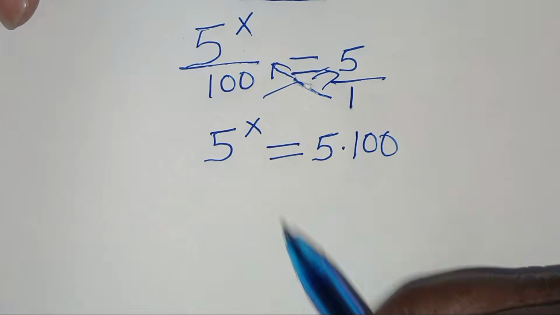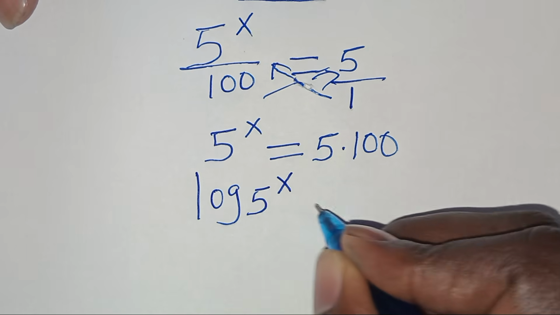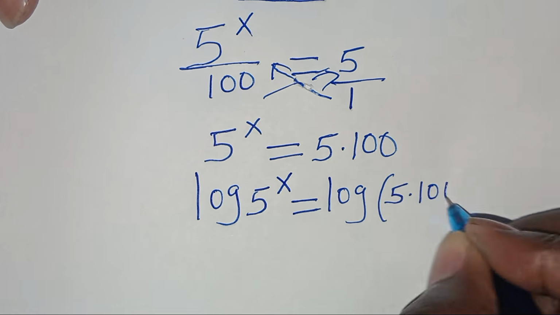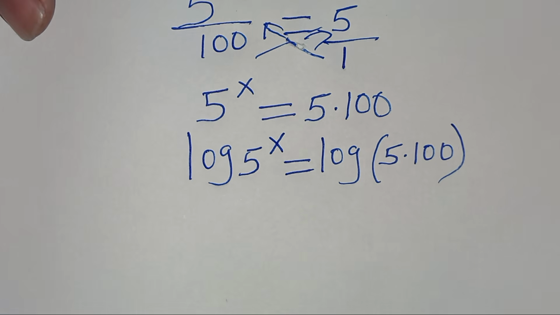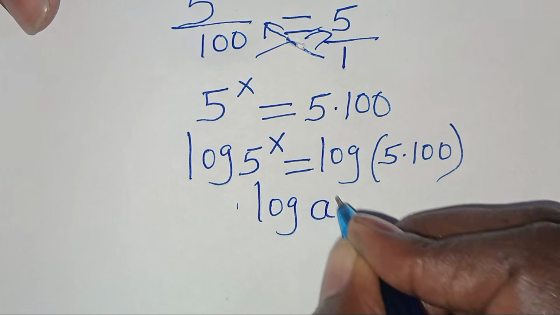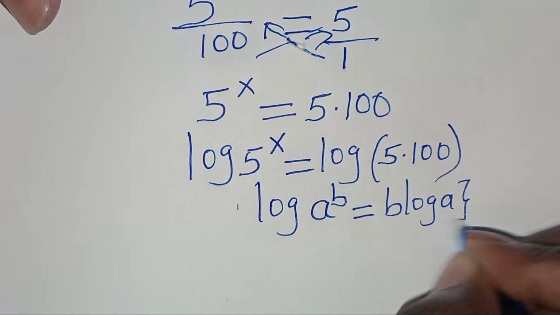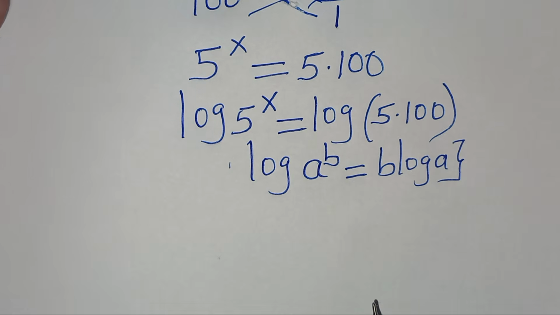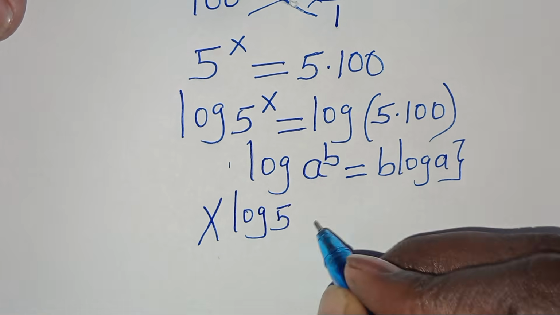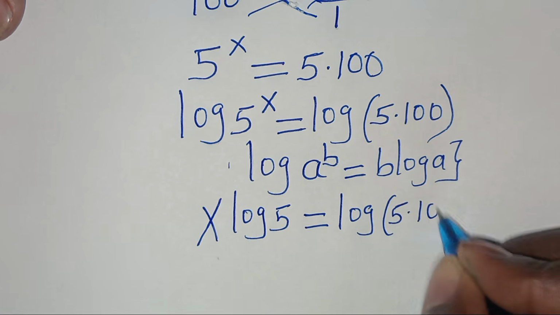Now, to solve for the value of x here, let's introduce logarithm on both sides. We have log 5 to the power of x equal to log of 5 multiplied by 100. Now log 5 to the power of x is in the form log a to the power of b, which we can express as b log a. Applying this power log property, log 5 to the power of x becomes x log 5, which is equal to log of 5 multiplied by 100.